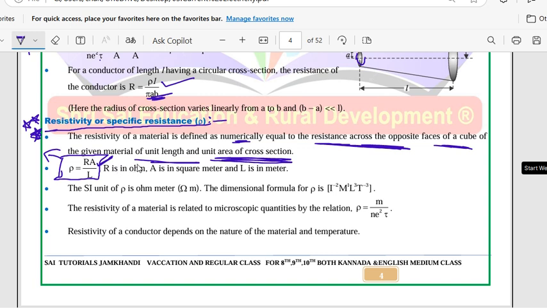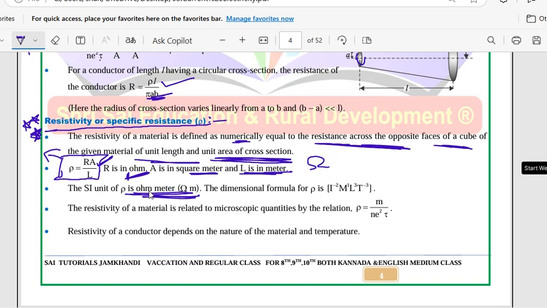R is denoted by the SI unit ohm. A is in square meter, and L is in meter. So if you substitute the SI units, the SI unit of rho is ohm meter. So what is the SI unit of resistance here? Only ohm. But the SI unit of resistivity or specific resistance is ohm meter. Please don't forget it. The SI unit of resistance is only ohm.